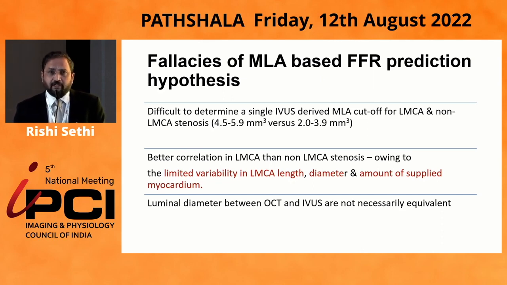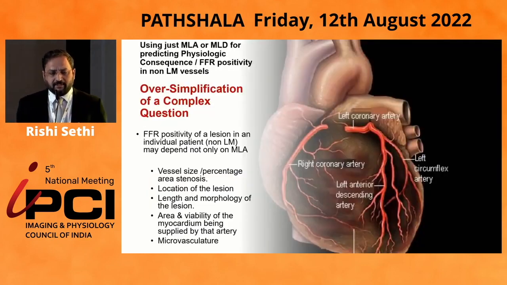But this comes in very handy when we are dealing with complicated diseases of the left main bifurcation and ostial LAD, because in the presence of complex left main bifurcation disease, it is very difficult, almost impossible, to assess the physiological significance of an ostial or shaft disease from FFR. Here these MLA values come in handy, and they tell us whether to include or exclude the left main shaft and ostium from our decision making, based upon the clinical studies. But when you come to non-left main diseases, using just MLA or MLD to predict physiological consequence or FFR positivity is probably an oversimplification of a complex question.